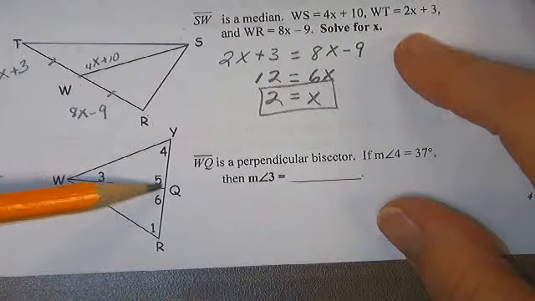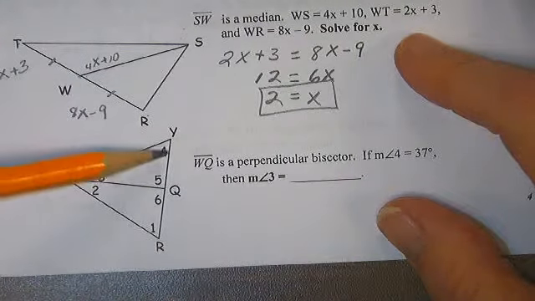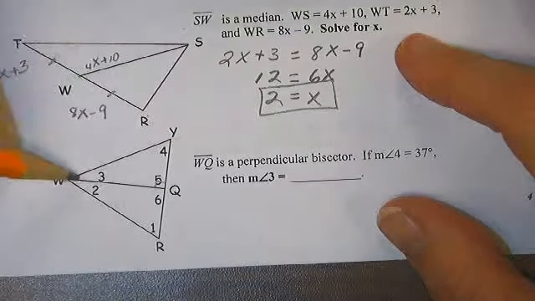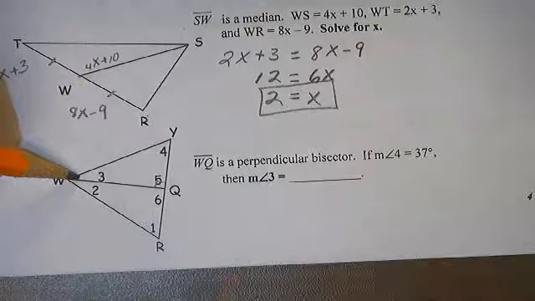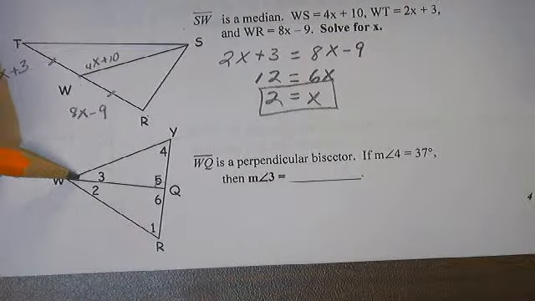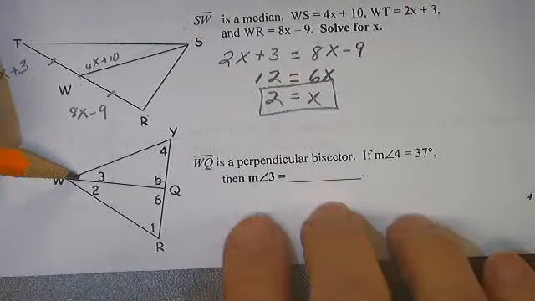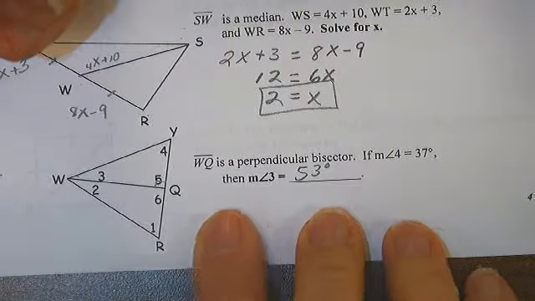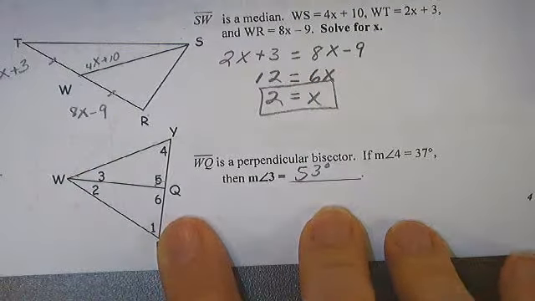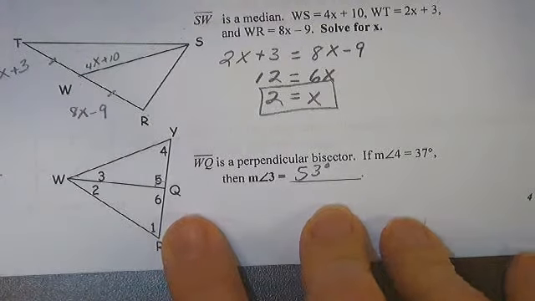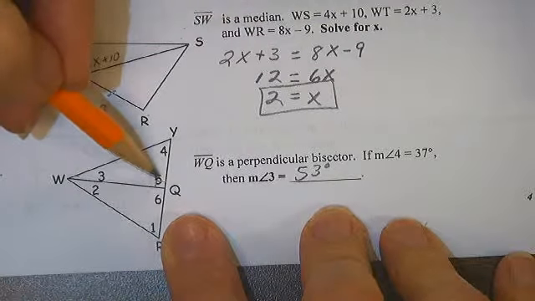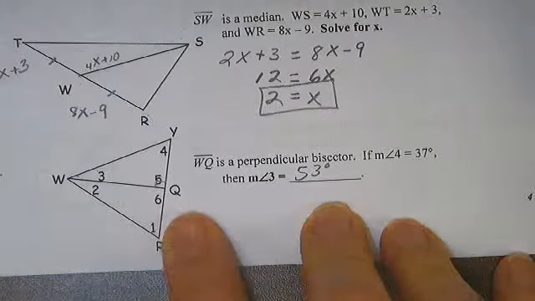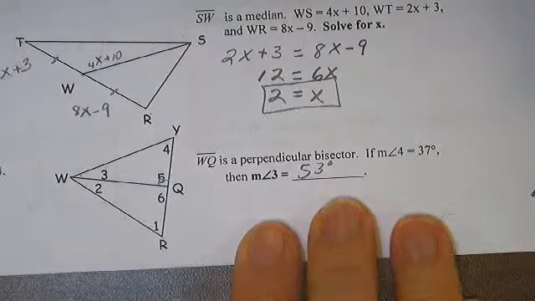W is the perpendicular bisector. If the measure of angle 4 is 37 degrees, then the measure of angle 3 is 90 minus 37, which is 53 degrees. The bisector's nice, but who cares? Because it's perpendicular, that's all we need to give us a right triangle. This is a question, of course, about angles.